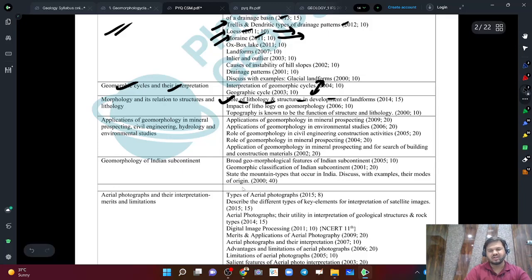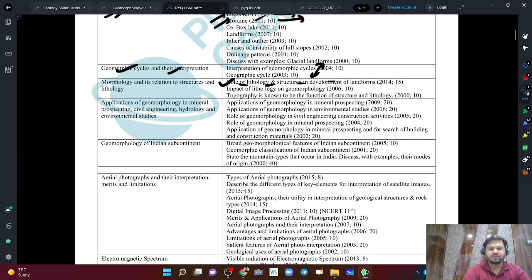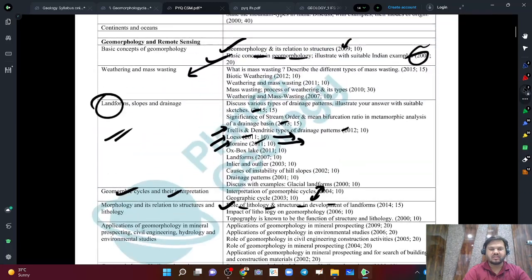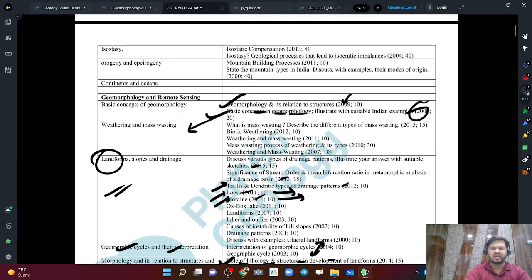Role of lithology in structure and development of landform, right? So I think this is the most important thing. Then of course they ask sometimes questions on weathering, right? So we can directly see some of the questions.